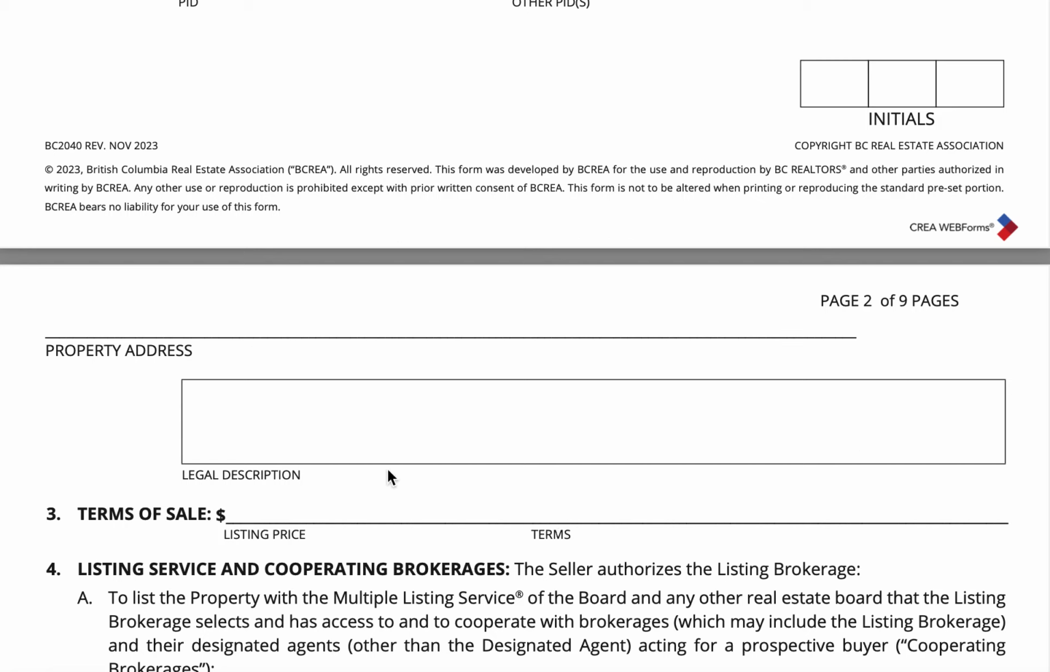Legal description is supposed to be written and shown on the listing contract and on the listing as seen on title. So I'm going to pull the title, I'm going to copy and paste directly into here so that we've done everything we need to do.